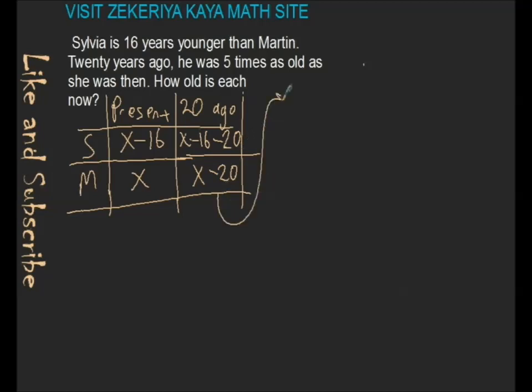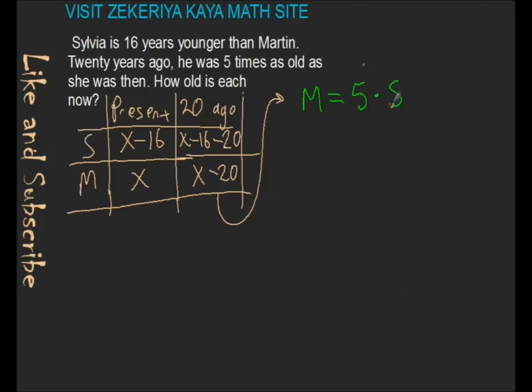Now, about 20 years ago, there is a given connection. What do they tell us? 20 years ago, he was 5 times as old as she was then. So, which one is a girl, which one is a boy? Sylvia is a girl, Martin is a boy. So, Martin was 5 times as old as Sylvia. That is the connection about 20 years ago.